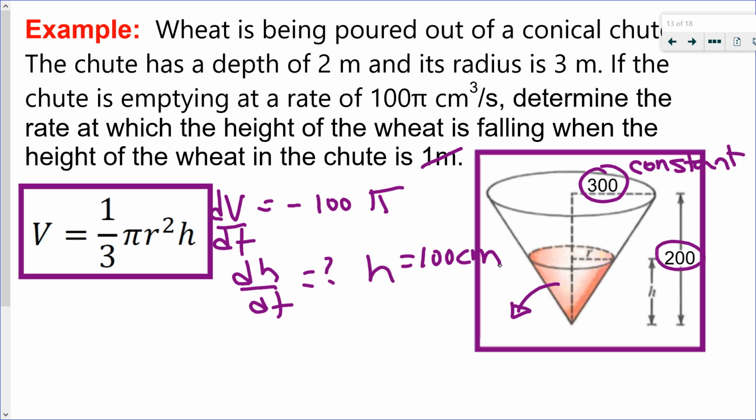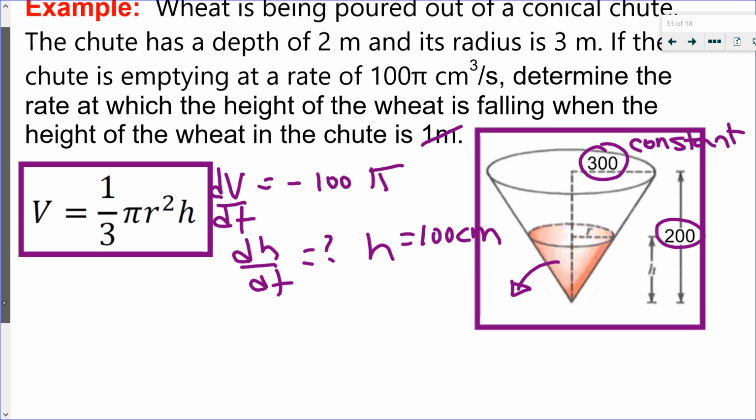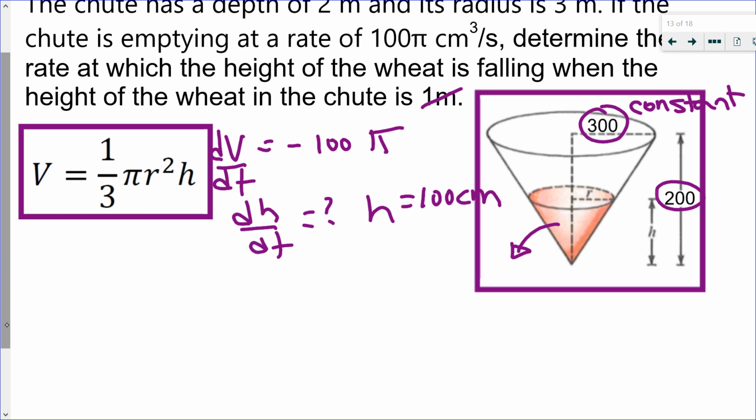So again, notice that I have a formula involving volume, radius, and height, but I'm only given information for volume and height. So once again, I need to rewrite r using h, and I'm going to do that again with similar triangles. So over here, I'm going to look at my proportions. I know that the radius of 300 is directly proportional to the height of 200, meaning the smaller similar triangle, the radius is also in that same proportion of height because they are similar triangles. Again, similar triangles are triangles where the sides are in proportion and all the angles are equal.